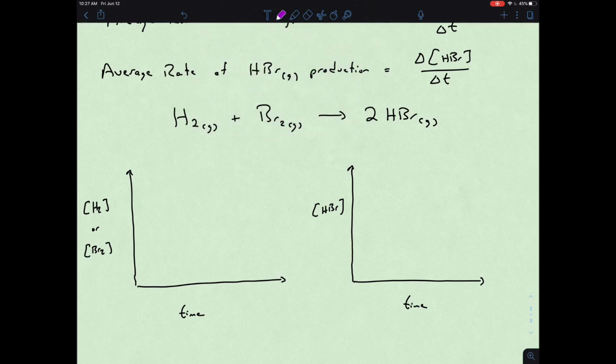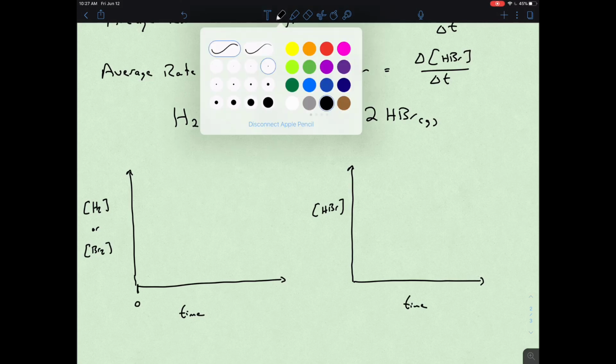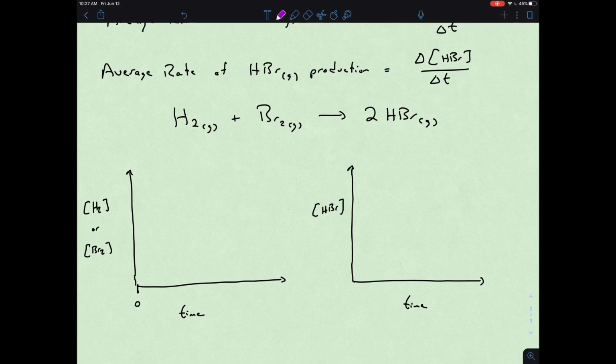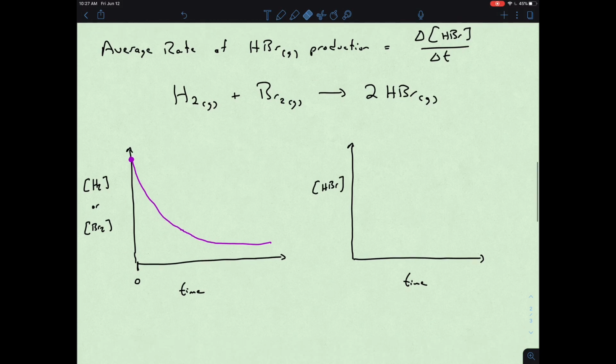If we were to look at a plot of the consumption of starting materials, starting from time 0, we're going to have a very high concentration of starting materials, right? Because that's what we're beginning with. What we would notice over time is that we have this curve that is decreasing over time, and then it tends to flatten out. And so this would be the rate of consumption.